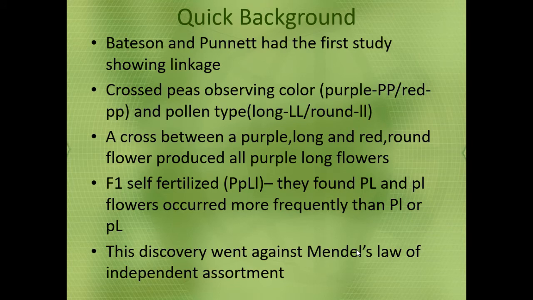lowercase p capital L, which sounds kind of strange because if we look at independent assortment, that says that everything is going to independently go into the cells on their own, that they're not actually linked to anything. Each trait is its own entity. So they're deciding, okay, well, that's not actually true. If you have two dominant traits, they're more likely to stick together. And if you have two lowercase traits or two recessive traits, they're more likely to stick together. But mixing the two traits really doesn't happen very often.